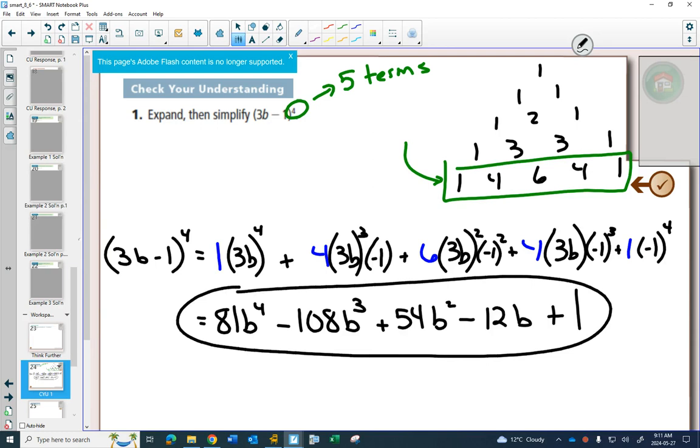And this is a lot faster than writing 3b minus 1, 3b minus 1, 3b minus 1, 3b minus 1, and multiplying it out otherwise. So noticing this pattern lets us expand these binomials faster. Questions for practice on this one are 3 and 4.